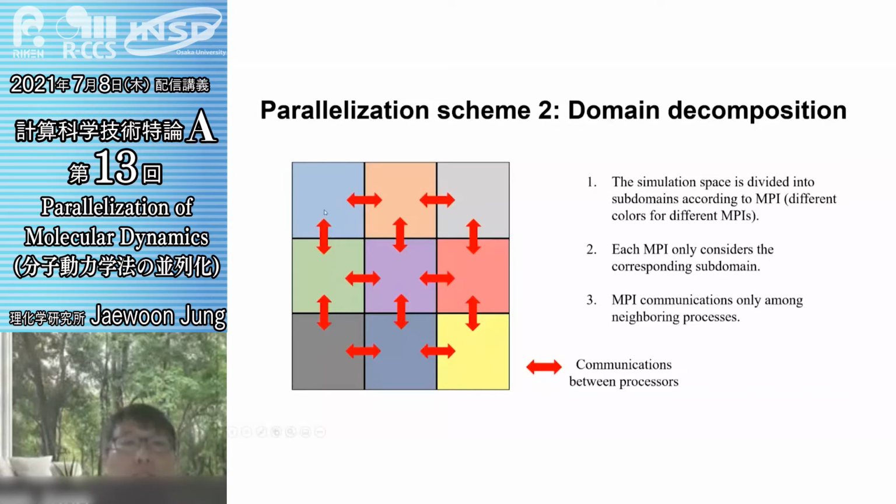But in some cases, we need to calculate the interaction between particles between here and here. So to do this, the particle pair interaction between different domains, we need MPI communication among neighboring processors. So this processor has some communication with this one, this one, this one, and this one.